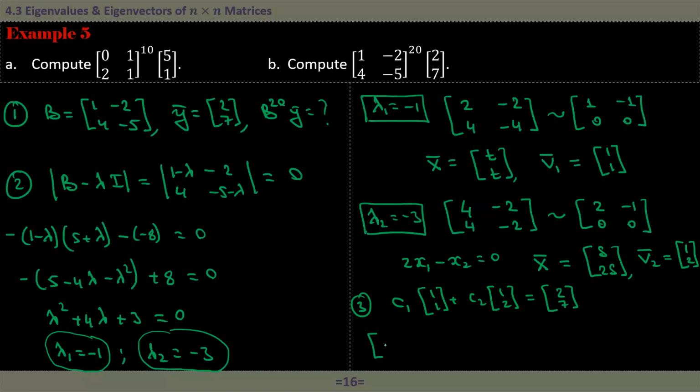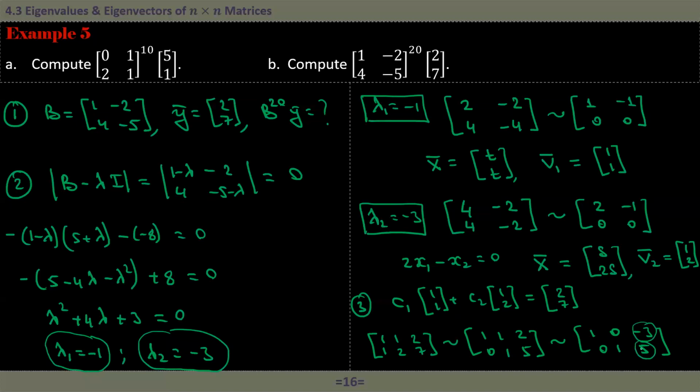Here we have the augmented matrix [1, 1, 2; 1, 2, 7]. Multiply the first row by negative 1 and add to the second row: we have 0, -1 plus 2, it is 1, and -2 plus 7, it is 5. Then multiply the second row by negative 1 and add to the first row: we have 1, 0, -5 plus 2, that's -3, and 0, 1, 5. So actually C1 is negative 3 and C2 is 5.